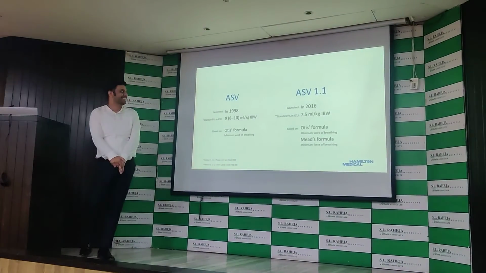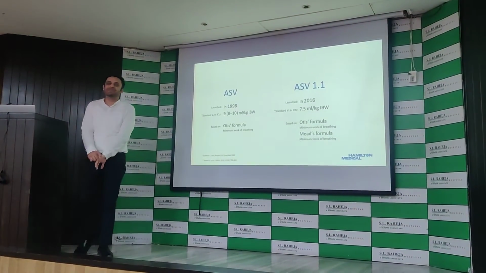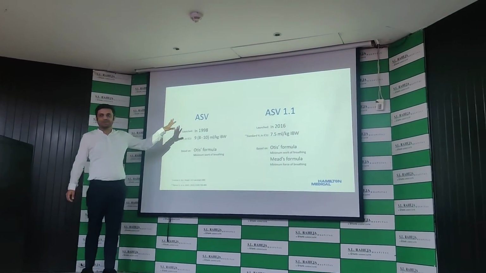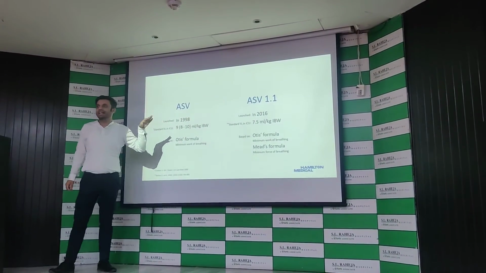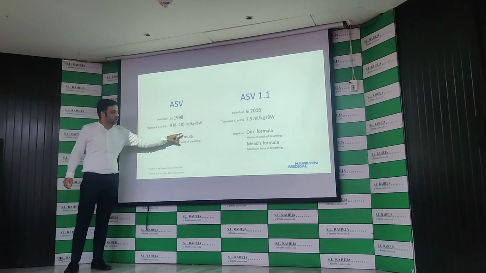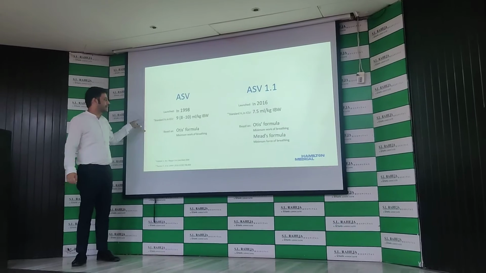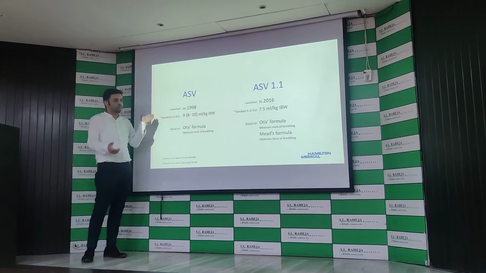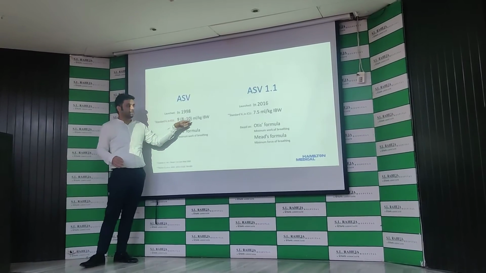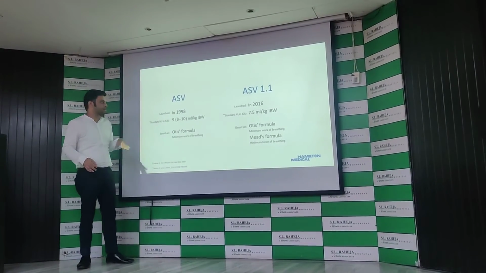You understand? Yeah. So then again, it comes to ASV. So ASV is there since very long. Okay. So exactly it launched in 1998. Okay. So at that time it used to work only on the Otis formula. And the standard volume in the ICU, which the algorithm used to set, is between 8 to 10 ml per kg, or almost 9 ml per kg.